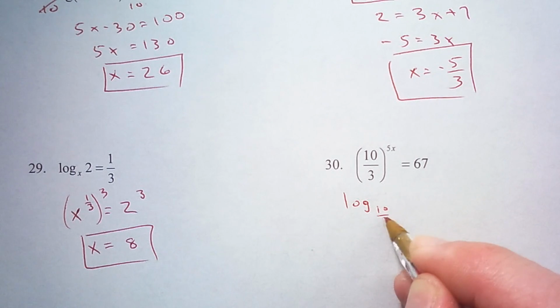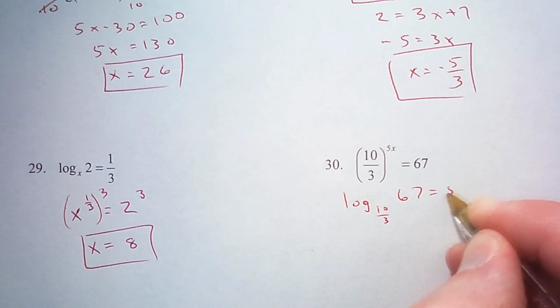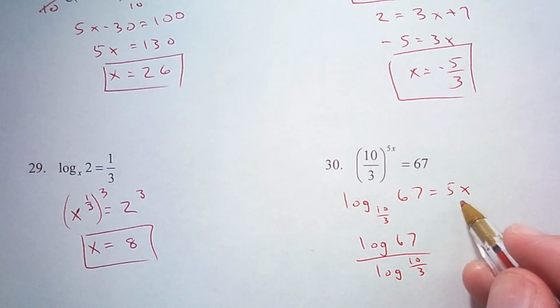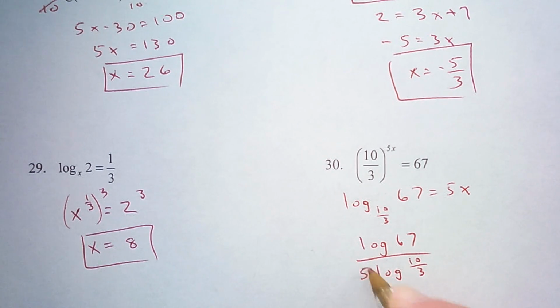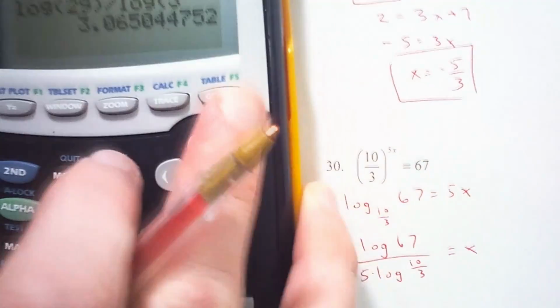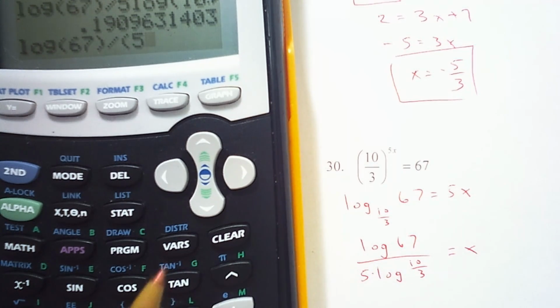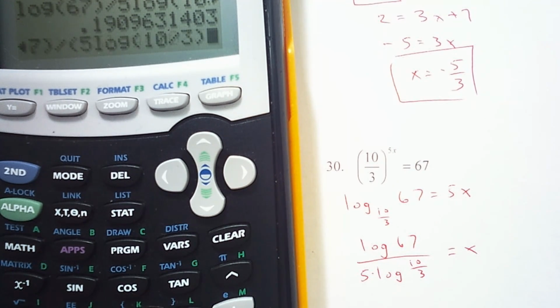How about log form here? Log base 10 thirds of 67 equals 5x. Okay, so then let's do log of the argument over log of the base. And let's divide both sides by 5. So let's stick a 5 in that denominator. So I have log 67 divided by 5 log 10 over 3. Now I should have put that in parentheses. So I have log 67 divided by 5 log 10 thirds.